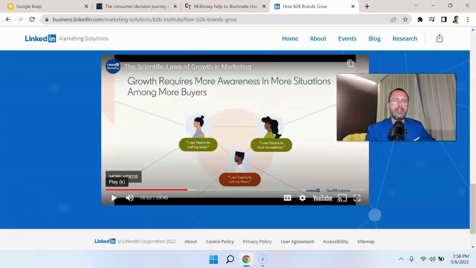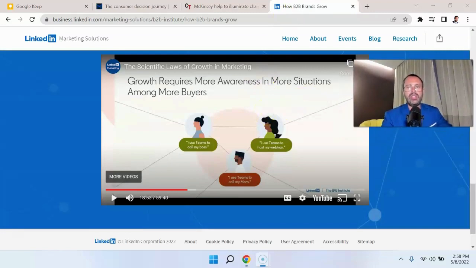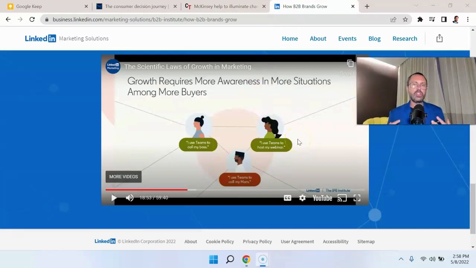So there's McKinsey's model. And then if we look at the B2B Institute from LinkedIn, we see that one of the keys to growth for business-to-business companies is really raising awareness in more buying situations, the buying situations that trigger people to start thinking about different products that could solve their problems. And they're giving the example here of Microsoft Teams. And specific events might be, I need to call my boss, I need to host a webinar, or I need to call my mom.